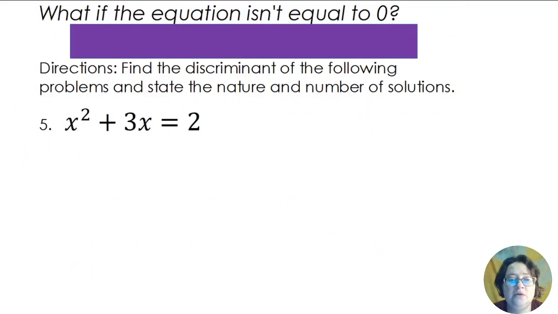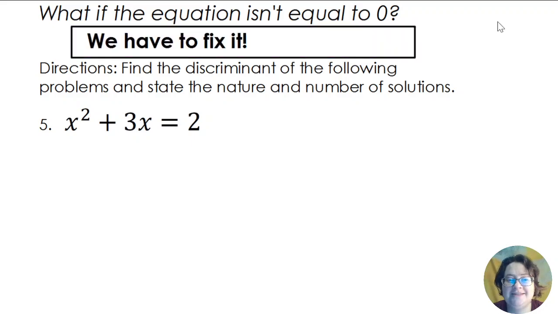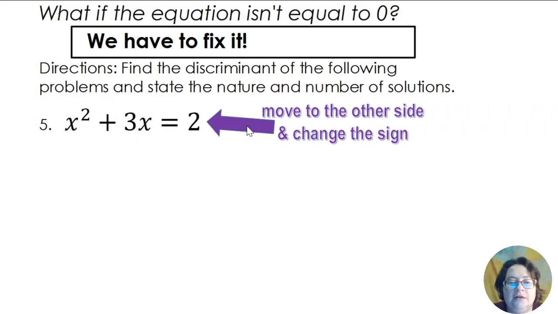So now what do we do if the equation isn't equal to 0? Well, we have to fix it. So in this equation here, I have x squared plus 3x equals 2. So what I want is the 2 on the other side. And in order to move it, I just move it to the other side and change the sign. What I'm really doing is subtracting from both sides, but moving and changing the sign is just as easy.